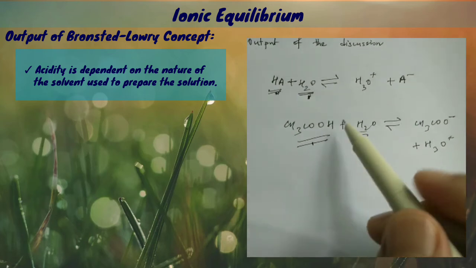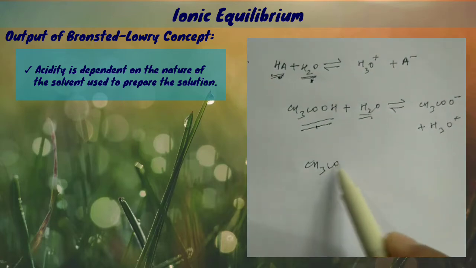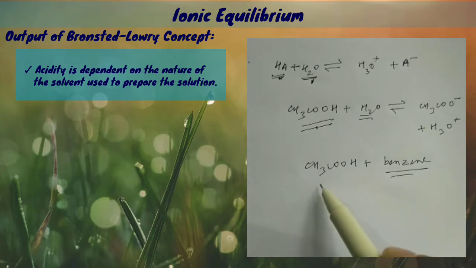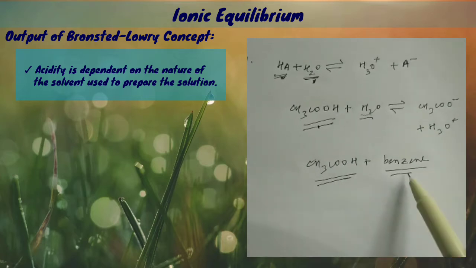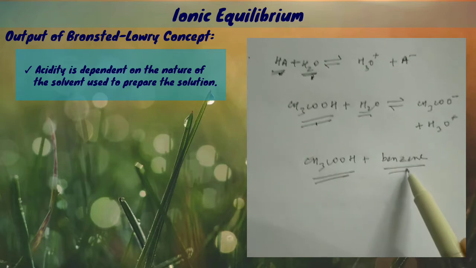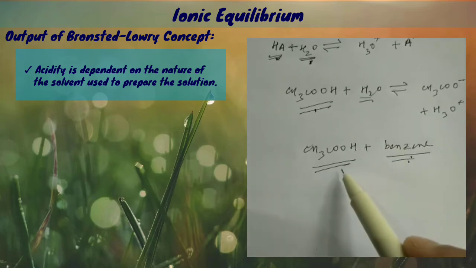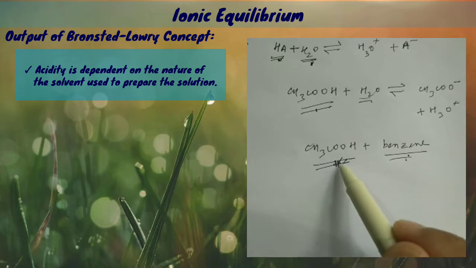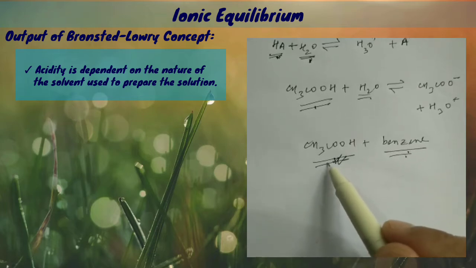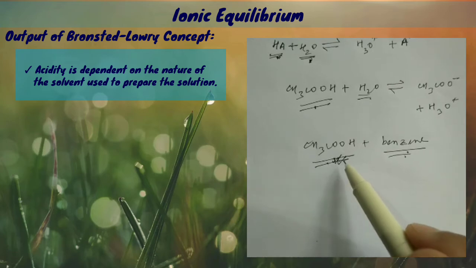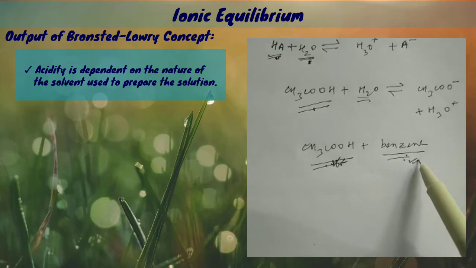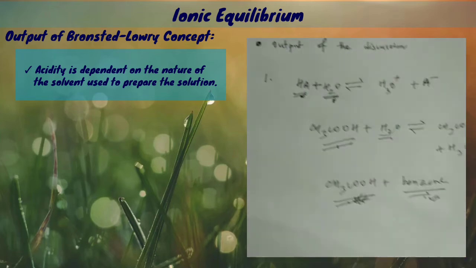But the same thing, CH3COOH, if you add it in benzene, then it will not act as an acid, because in this case benzene does not have the capacity to accept a proton, that means H positive, from this CH3COOH. So CH3COOH will not act as an acid in benzene medium. Understand? So this is the first outcome from this Bronsted and Lowry concept.